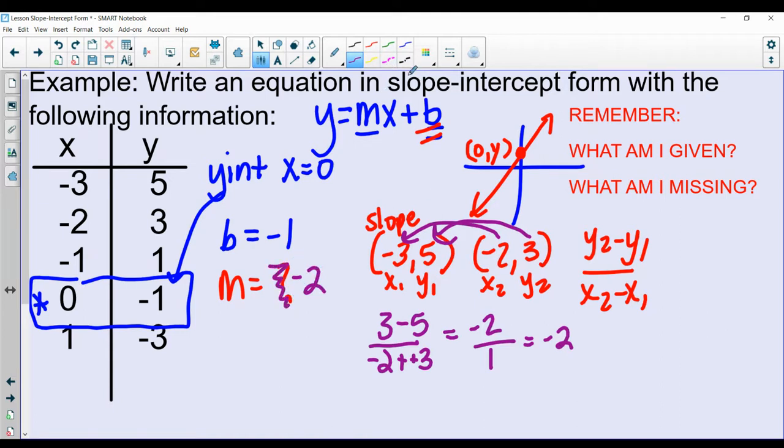Okay, so step 3, now just write your equation. Okay, well, we have all this information. So y equals, this is my slope, it goes in front of x, and then put the -1 at the end.